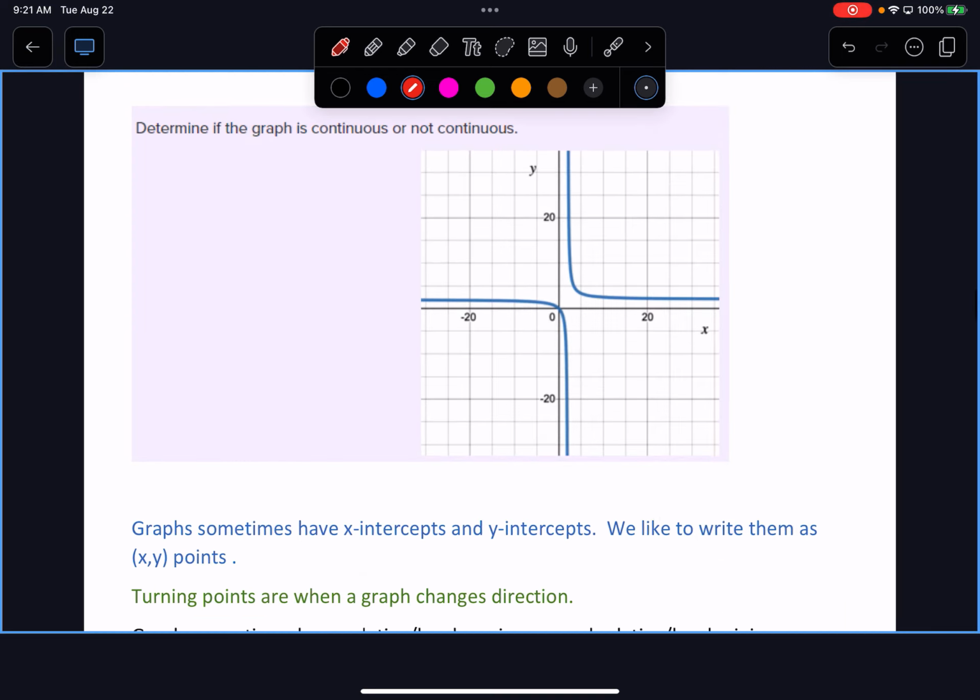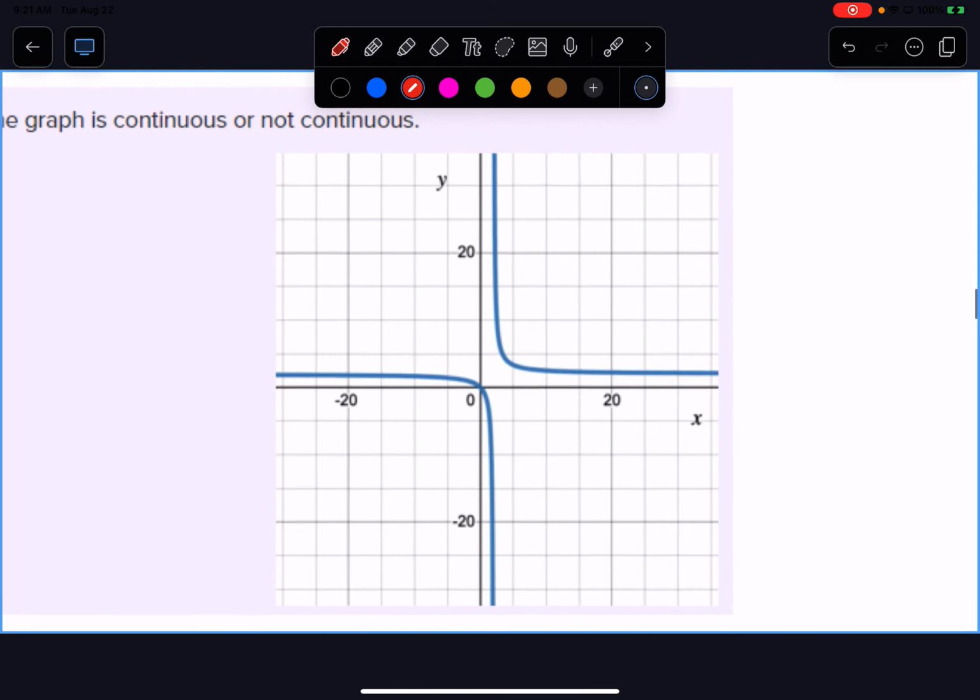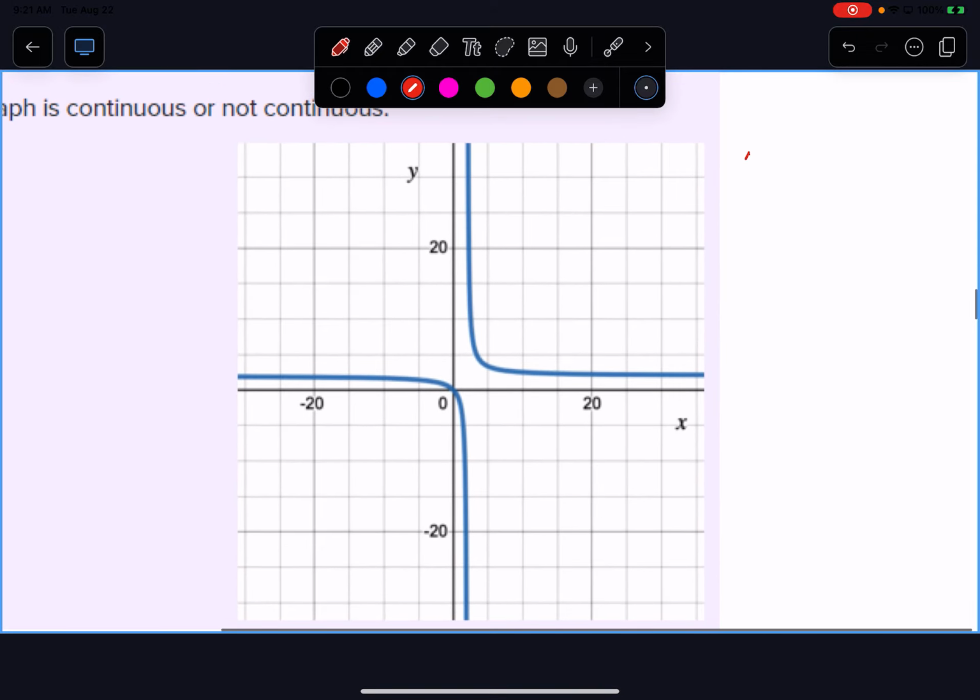So let's look at this one. Is this considered a continuous or non-continuous graph? It's non-continuous.